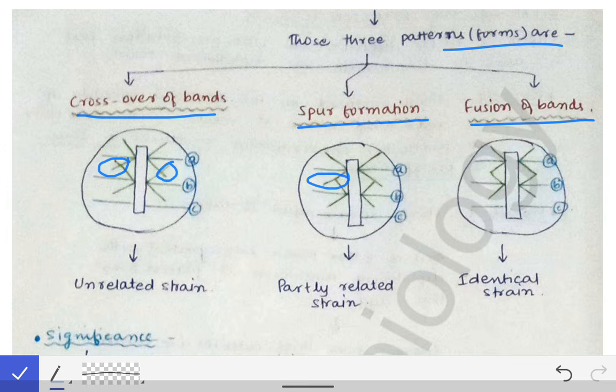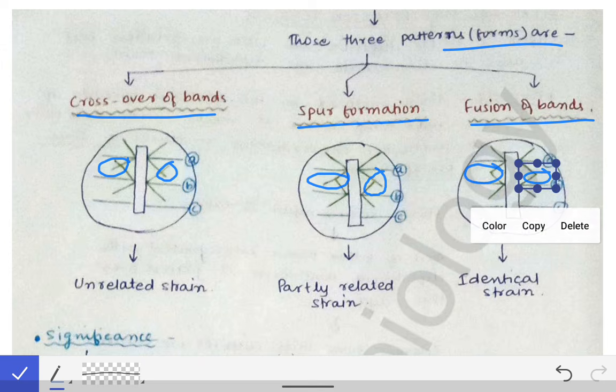It is crossing at one point but not crossing at the other point. Here also there is spur formation. And if you finally see here, there is fusion of the band. There is fusion of the band, there is no crossing, no spur formation.